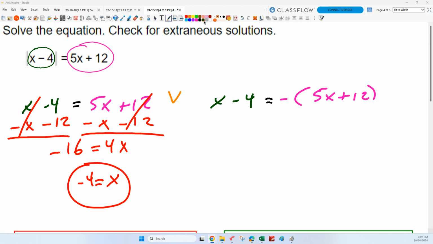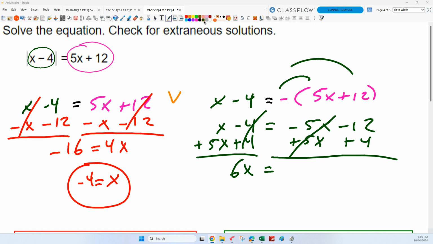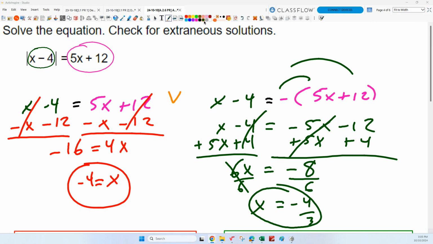How about this other one? Okay, we'll try this guy. We distribute the negative, and we get x minus 4 equals negative 5x minus 12. So we're going to add 5x to both sides. So the x's go left, so we're going to push the numbers to the right, add 4 to both sides. And we get 6x equals negative 8. I divide by 6, right? And I get x equals negative 8/6, which I could reduce to negative 4/3, right? Well, no, we'll see. It could work.